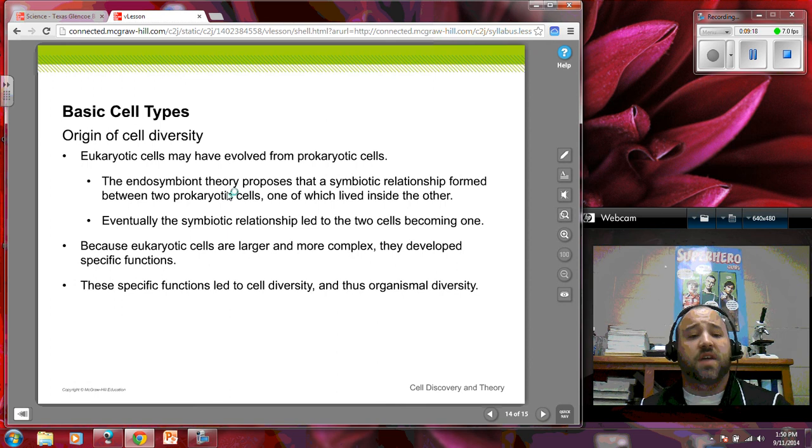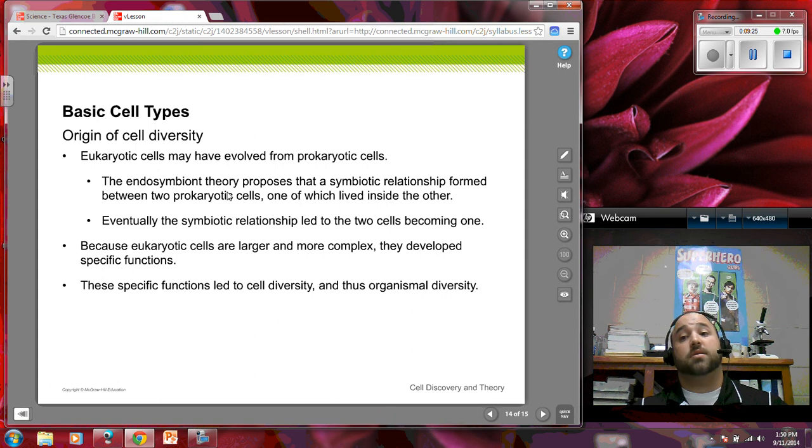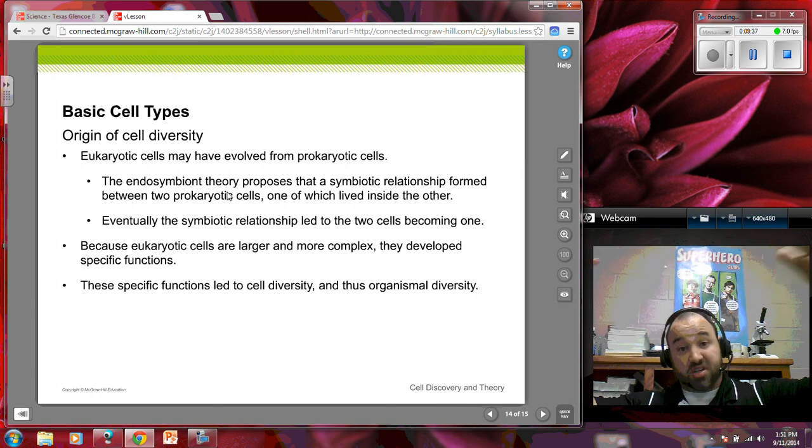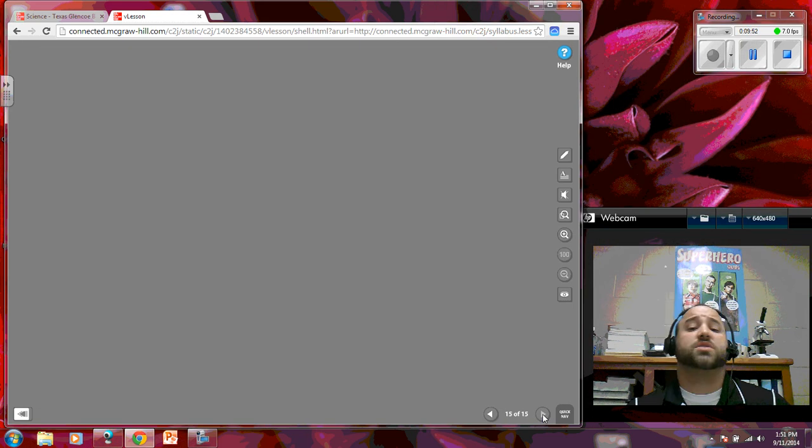On the other side, we have plants. Plants have chloroplasts, and those chloroplasts are the same concept. Chloroplasts have actual DNA within them. So we believe that's endosymbiotic theory. Think about it: if a prokaryotic cell took in a bunch of other prokaryotic cells and they all started working together, wouldn't the cell that took everything else in get bigger? And it did. So typically they're bigger and they have more specialized functions. And this leads to cell diversity, which also leads to organismal diversity.